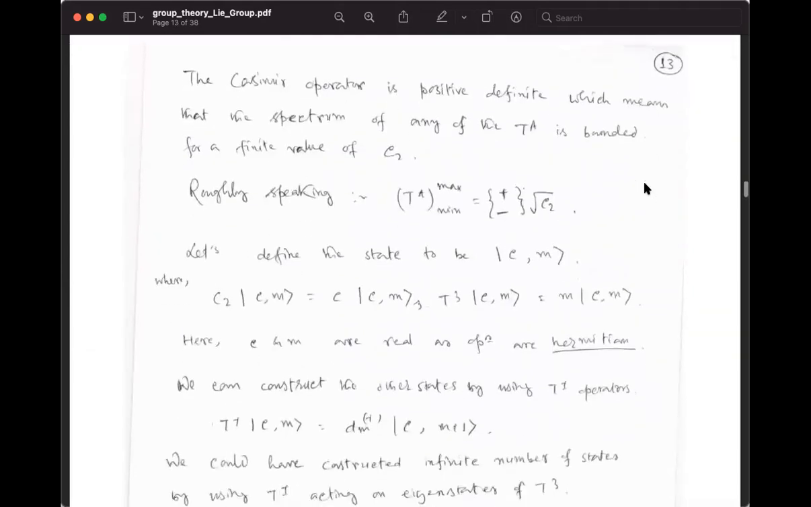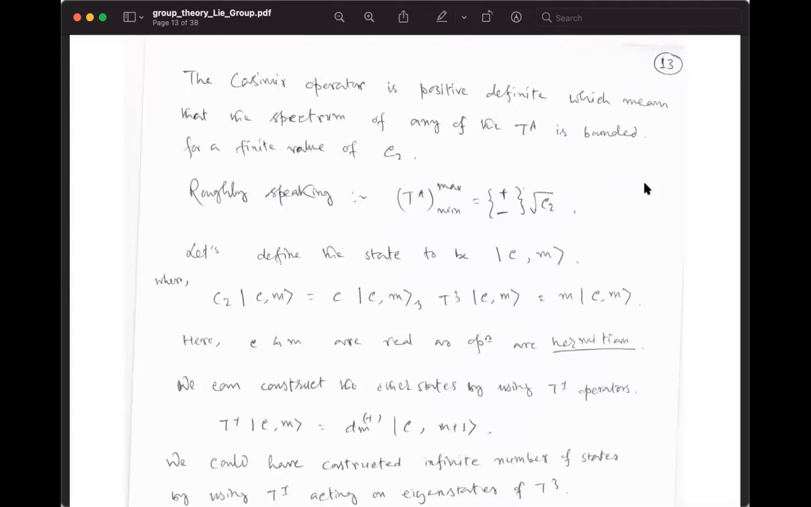The Casimir operator is positive definite, which means that the spectrum of any of the T^a is bounded for a finite value of C2. Right? And that is somehow related with the compactness of SU(2). So SU(2) is a compact group, and roughly speaking, here the T^a maximum and minimum go as plus minus square root of C2. When we talk about C2, this is the eigenvalue of that, of course.